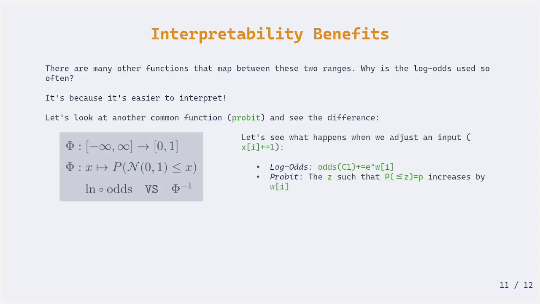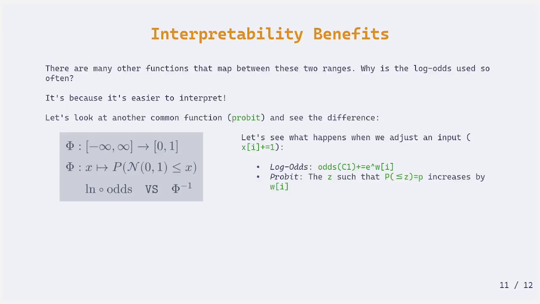So if we adjust an input by 1, a unit change in the input, the odds that our input is in class 1 increase by e raised to the corresponding w parameter. So if we increase x2 by 1, then our odds of class 1 are going to be multiplied by e to the w2.